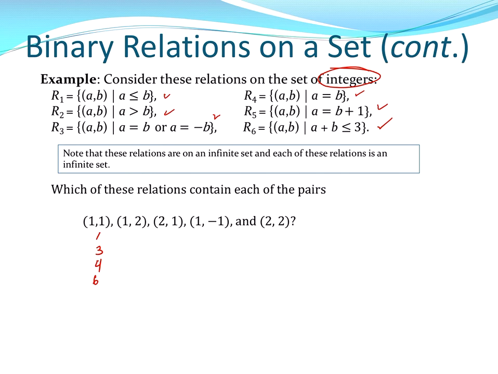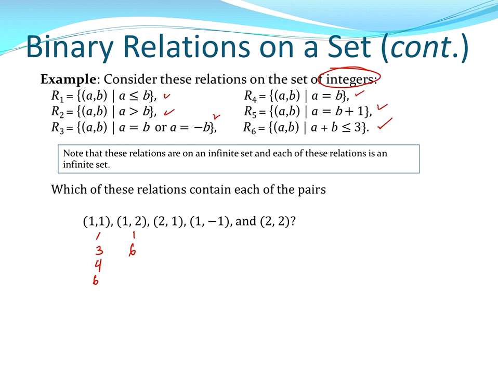Or how about (1, 2)? 1 is less than or equal to 2, so it is included in relation 1. 1 is not greater than 2, nor is it equal to 2 or its negative. For R4, it's not equal, so it's not in that one. And 1 is not equal to 2 plus 1, so it's not in R5. But 1 plus 2 is less than or equal to 3, so it is in relation 6.